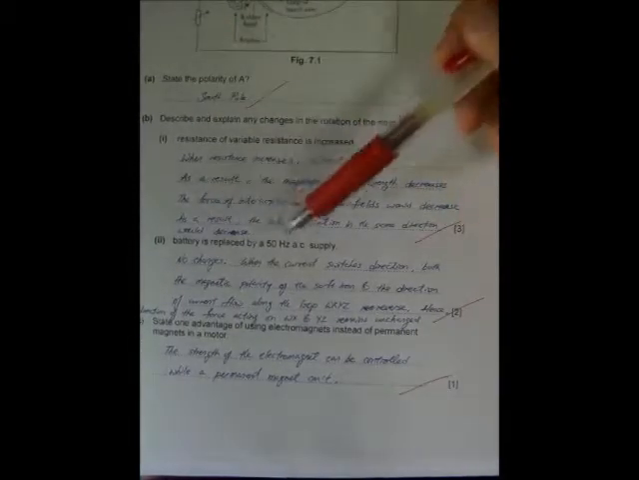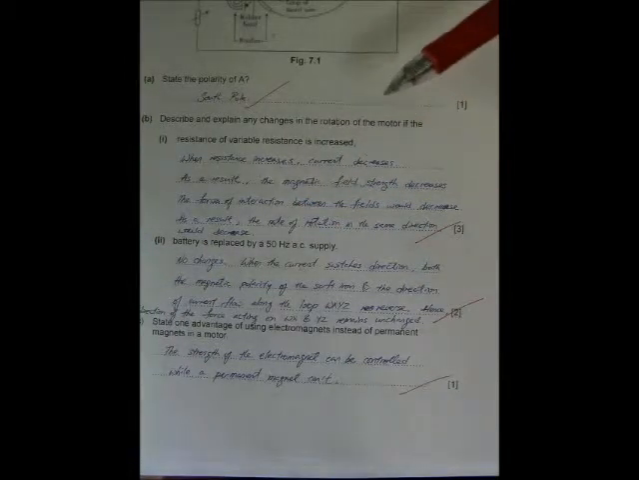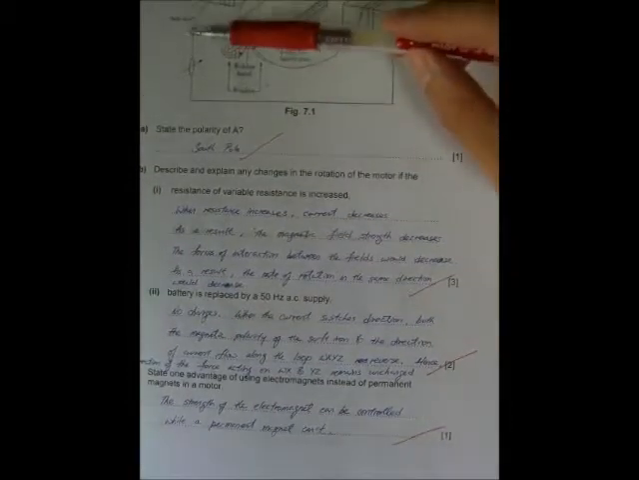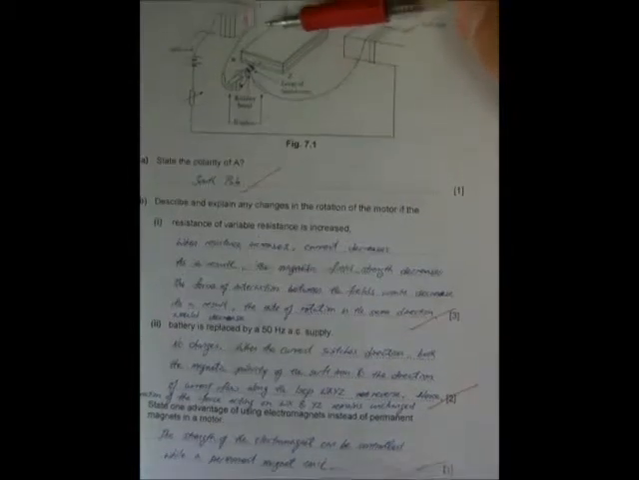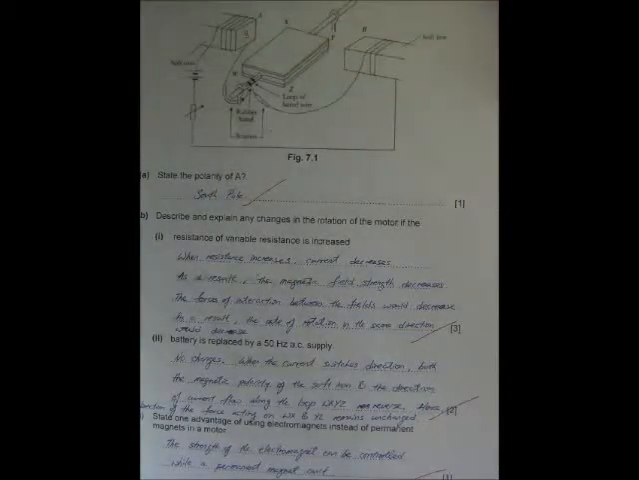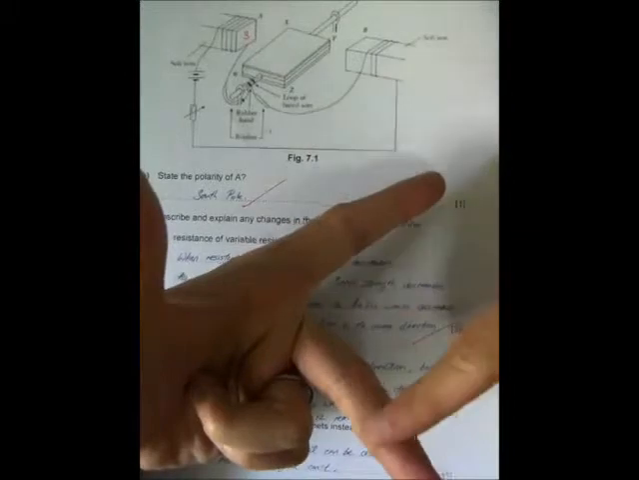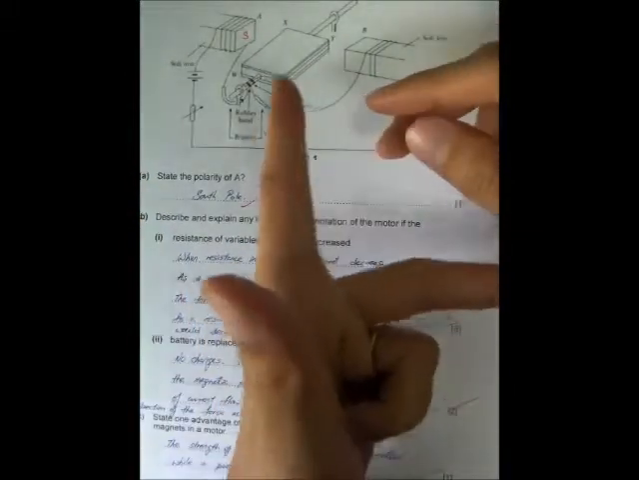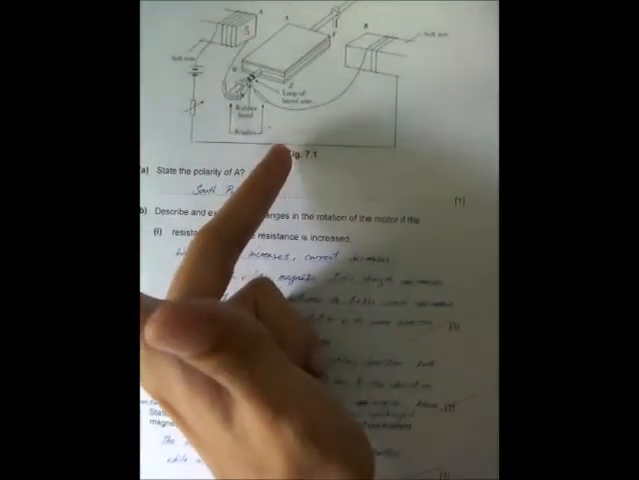Okay, B part 2. The battery is replaced with an AC supply, which is 50 Hz. Now, the thing about this is that if you change the polarity, you need to check whether or not the direction of forces acting on each side would change. When you are dealing with a motor, you use your left hand rule. Down here, this is my left hand. This is the south pole. So forces, magnetic and current, right? My magnetic field will always be this way, and this will be my force vector.